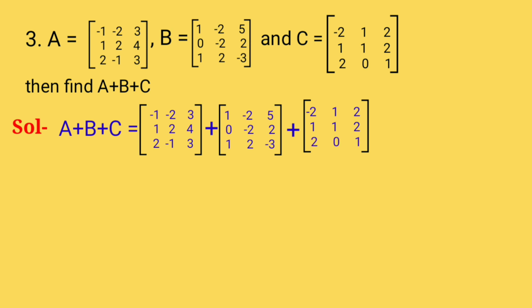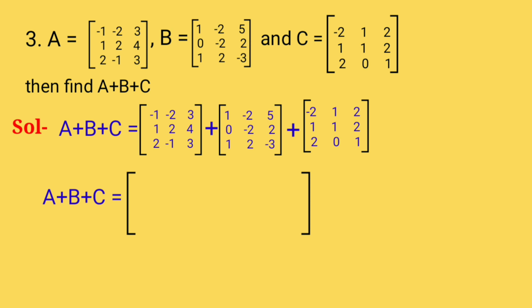So the first matrix's first element, the second matrix's first element, the third matrix's first element in the first row, and the first matrix's second element, the second matrix's second element, the third matrix's second element, we have to add. And likewise the third elements of the first row, like this in total we have to add. So A plus B plus C is equal to, like that we add.